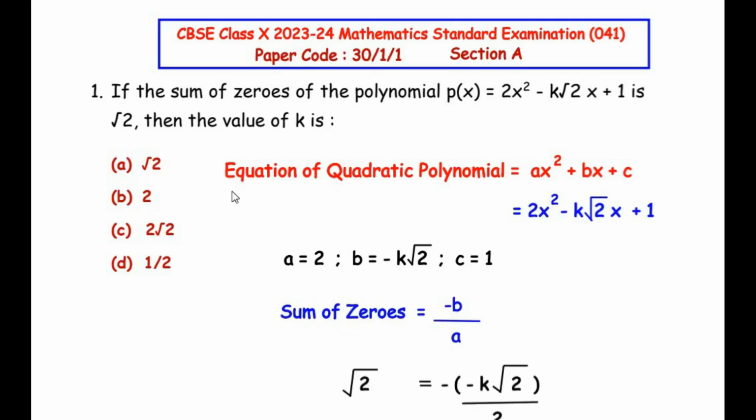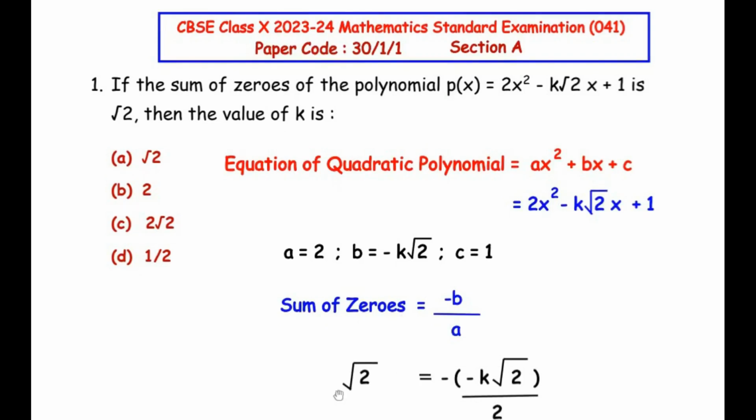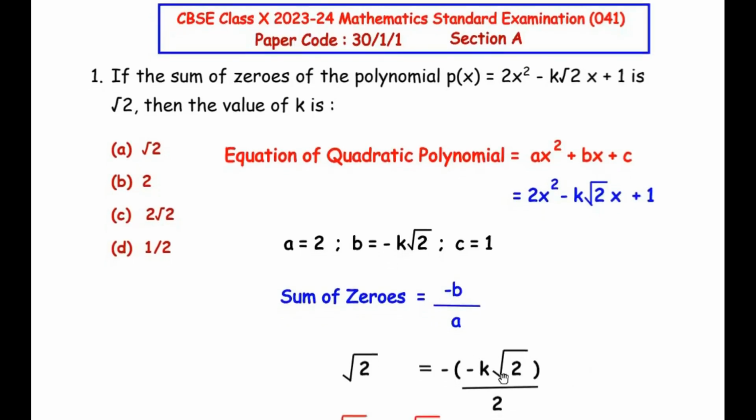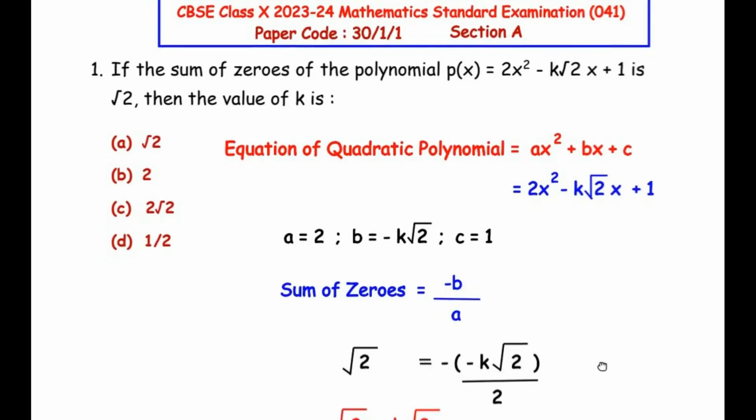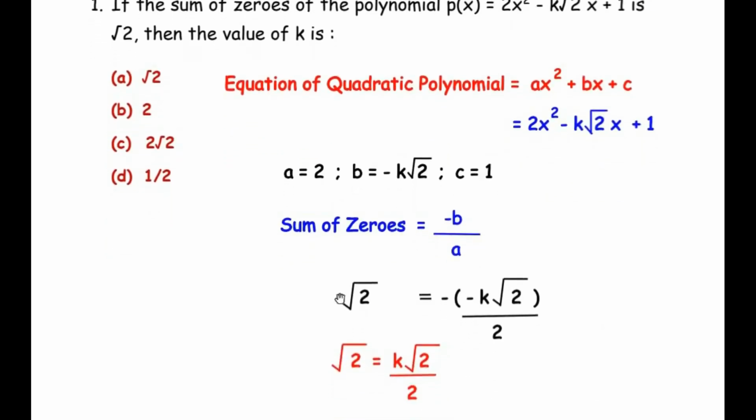So the sum of zeros is given here as square root of 2. So we have written square root of 2 is equal to negative, and the b value here is negative k root 2. So in the bracket we write negative k root 2 divided by the value of a, which is 2. Now let us further simplify this. On the left hand side, square root of 2 stays the same, is equal to, now negative of negative becomes positive. So we can see here it is positive k root 2 over 2.